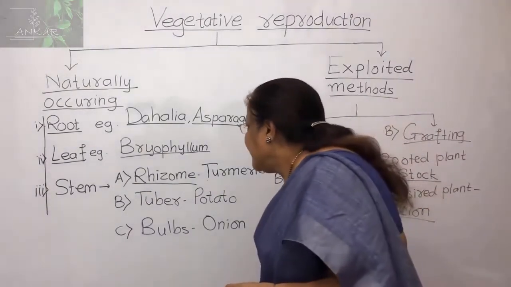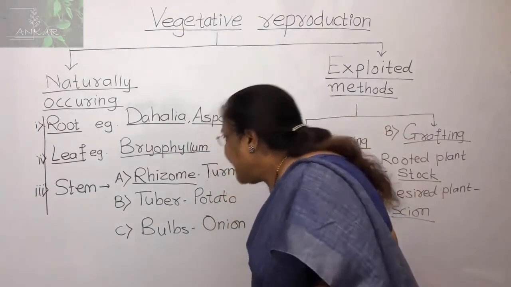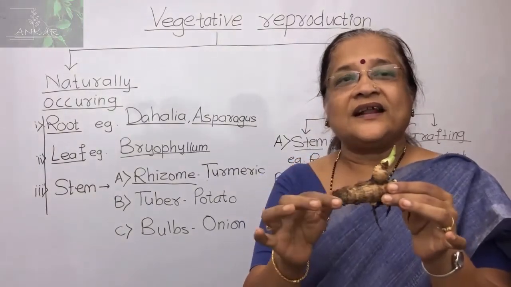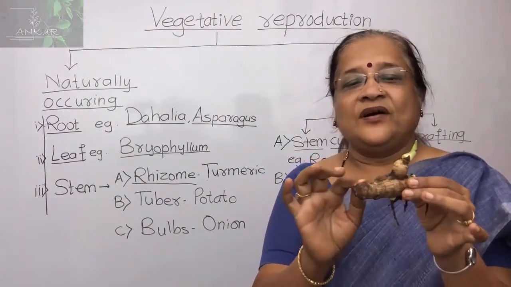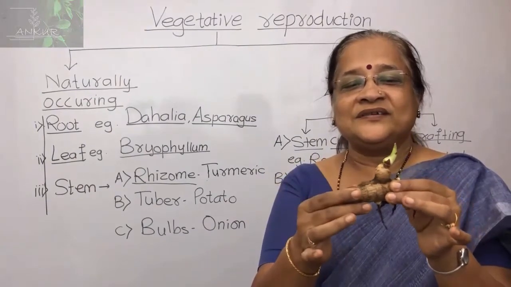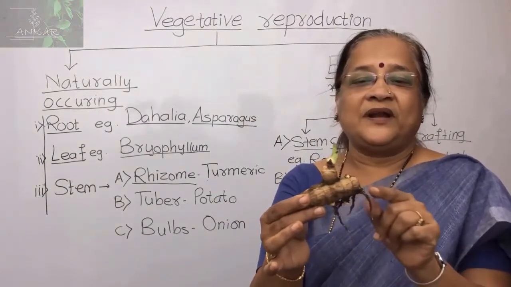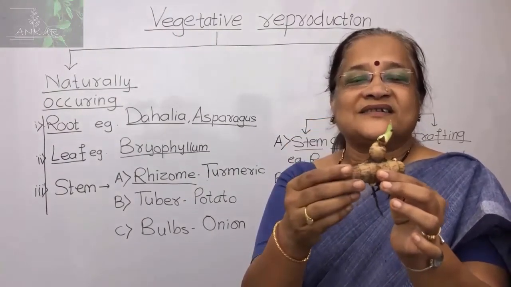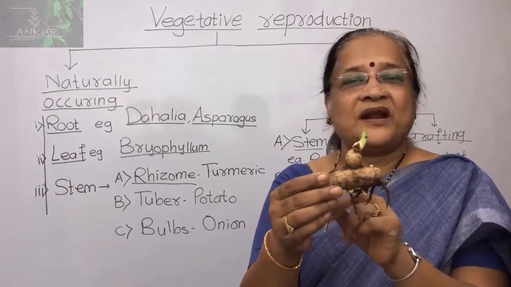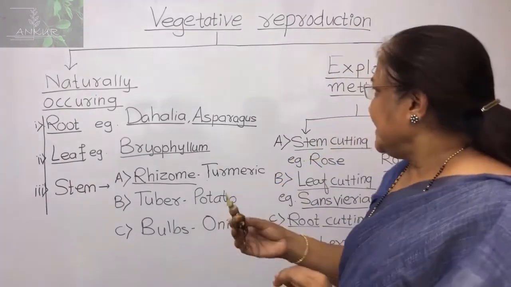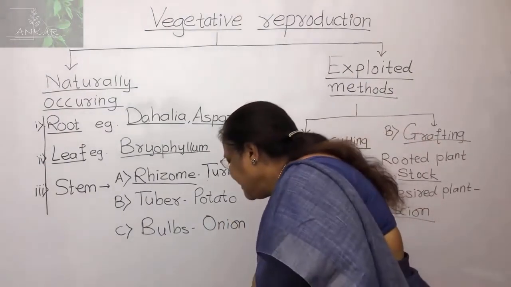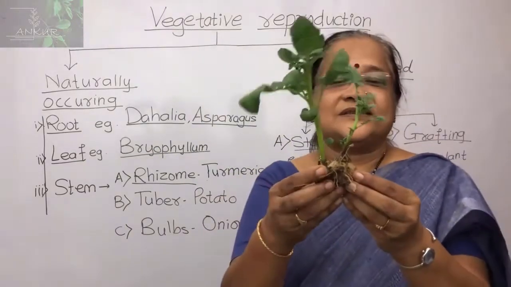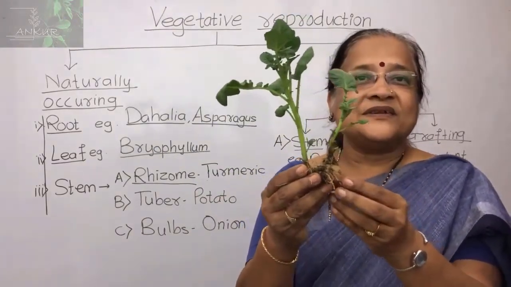Here the first example is turmeric, which has a modified stem called the rhizome. This is the underground modified part of the stem on which you get nodes and internodes, and from the youngest part of that plant you can see a very small structure arising, which is the future plant of turmeric. Another familiar example is the potato, and this potato is also a modification of the stem.